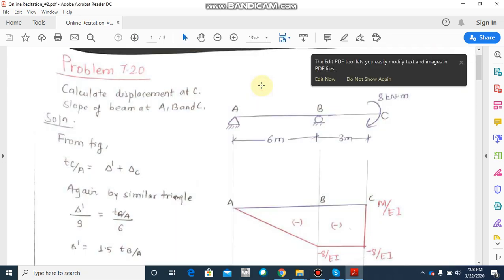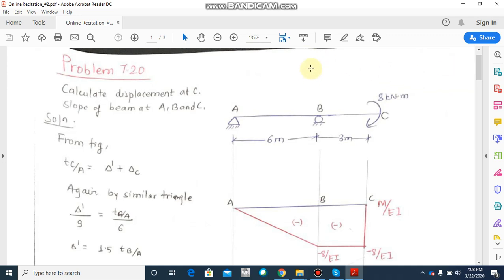Hello everyone. In today's recitation, I'll be solving two problems from your assignment number 4. So the first problem is problem number 7.20. This is the question. You are asked to calculate displacement at point C and slope of the beam at points A, B and C by moment area method.